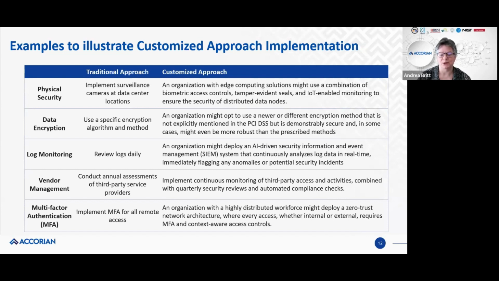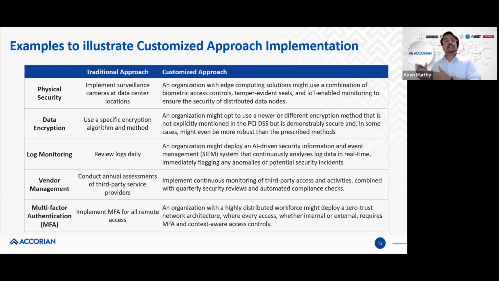What are your thoughts about that, Kieran? It's crucial for organizations to clearly document the rationale behind each customized control. So you have seen the example here between the traditional approach and the customized approach. Physical security, where you need to implement surveillance cameras, but in the customized approach, you can use a combination of biometric access control or an IoT enabled monitoring system.